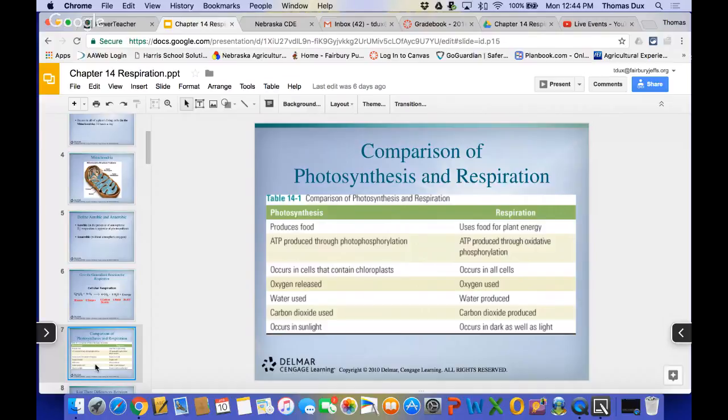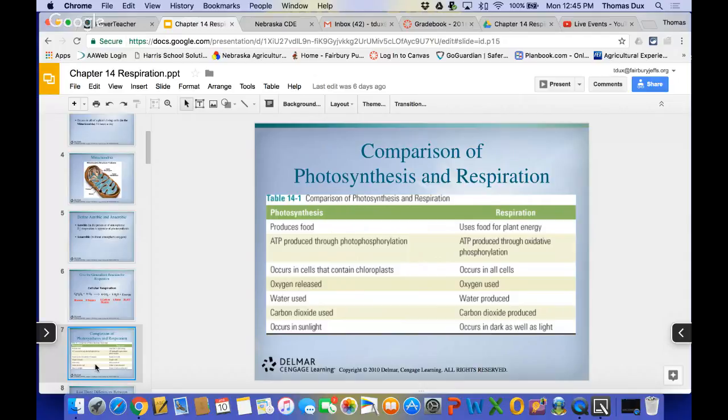Compare photosynthesis and cell respiration. Okay? So, photosynthesis, we know, produces the food, actually produces the glucose. Respiration breaks it down and uses it for energy. ATP is produced through photophosphorylation. Anybody remember what that word meant again? What was that, photophosphorylation? Fancy word for putting another phosphate on ADP. Yes. So we're essentially making ATP here.